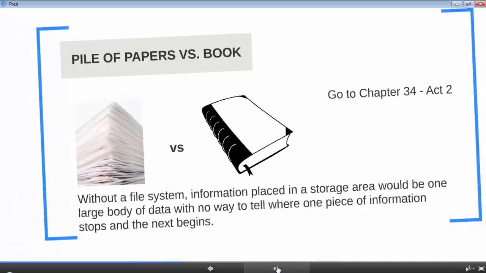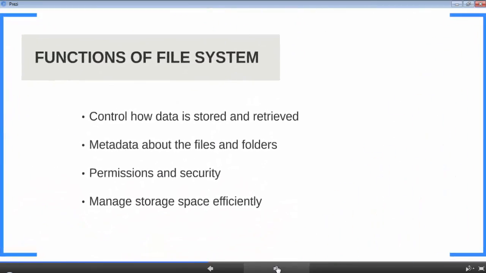Here are some of the major functions of a file system. File system controls how the data is stored and retrieved. Basically, when you read and write files to your hard disk, your request goes through a file system. Next, file system has the metadata about your files and folders. Metadata information like file name, size, owner, created, modified time, etc. File system also takes care of permissions and security.